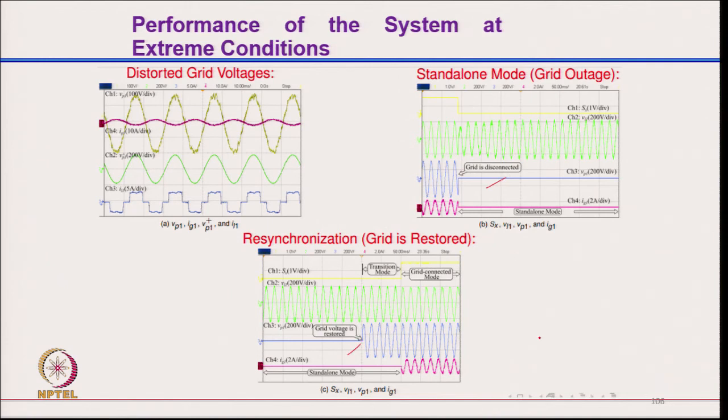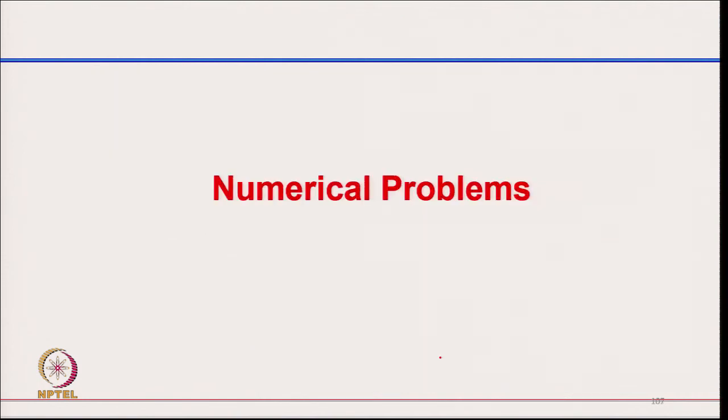Typical synchronization: this is standalone mode, this is distorted grid voltage, and here it is the synchronization. You have grid voltage here, the grid appears here and the grid current is starting. So, it takes 4 to 5 cycles for grid synchronization. So, these are typically the different wind energy conversion systems for power quality improvement. Let us come to the numerical problem.